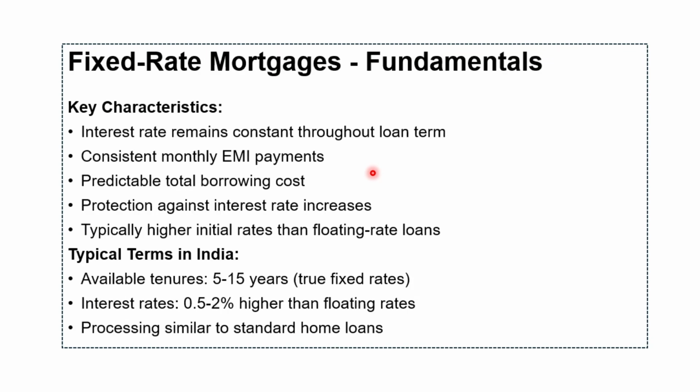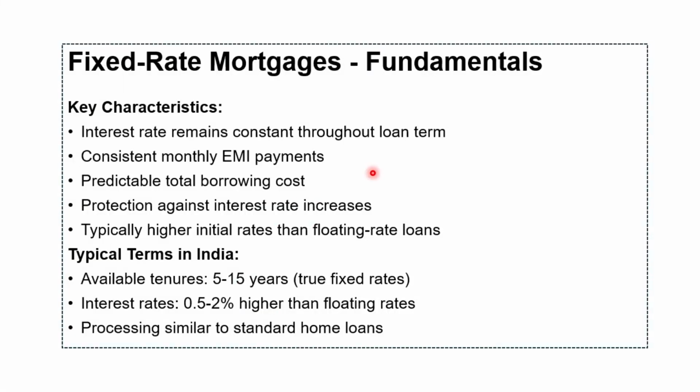Fixed rate mortgages. A fixed rate mortgage provides the ultimate in payment predictability, with the interest rate remaining constant throughout the entire loan term. The biggest advantage is that we are paying the same loan EMI every time. We can plan our budget and everything accordingly because we know what we have to pay.